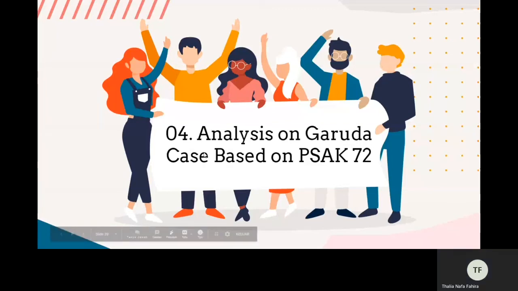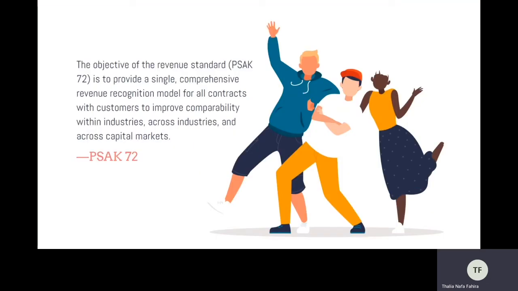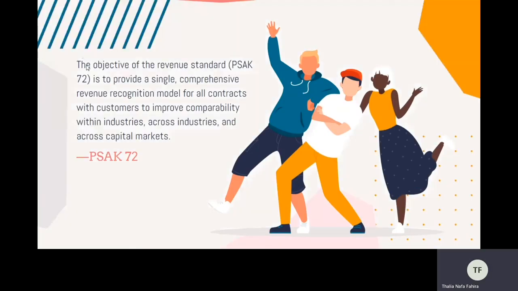Okay, so we're on the last section, which is the analysis of the Garuda case based on PSAK 72. So basically, what is happening in PSAK 72? The objective of the revenue standard is to provide a single comprehensive revenue recognition model for all contracts with customers to improve comparability within industries, across industries, and across capital markets.